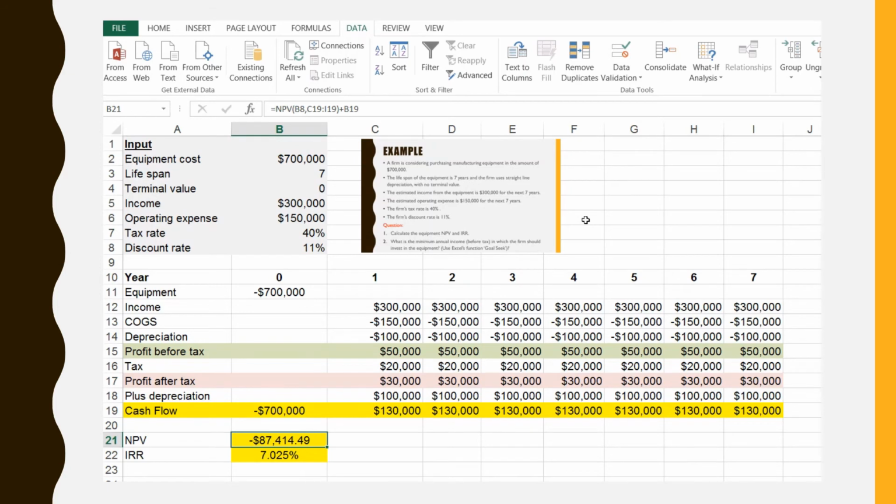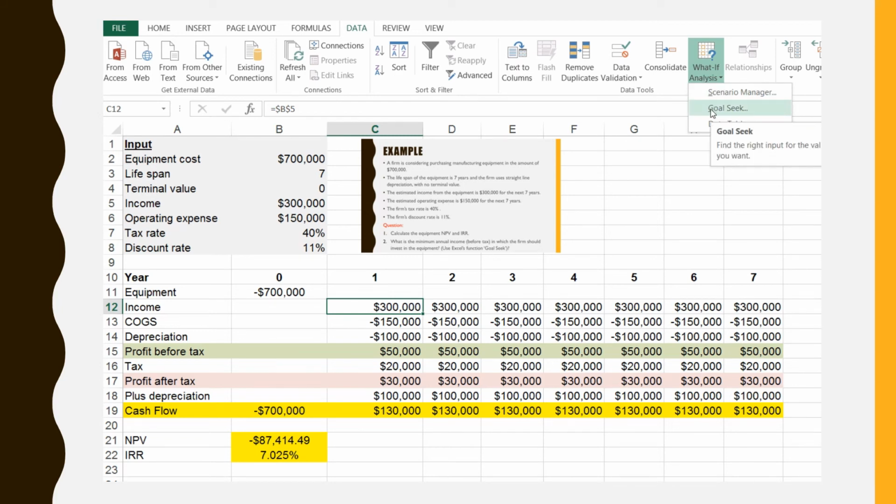Next, I will try to answer question number 2. What is the minimum annual income in which the firm should invest in the equipment? Currently, the annual income is 300,000, which is too low and generates a negative NPV. This means the annual income should increase until NPV is at least 0. We are going to learn one very interesting function in Excel called goal seek. If you point data, what if analysis, you will see goal seek here. I shall select goal seek.